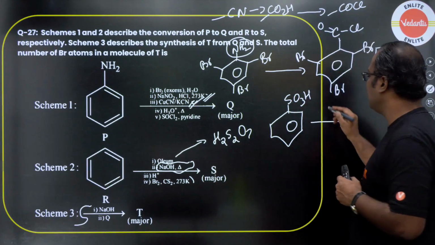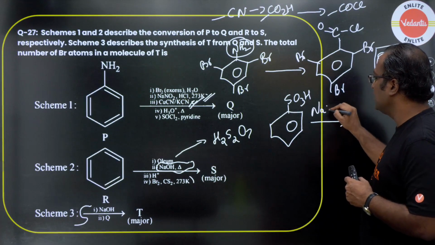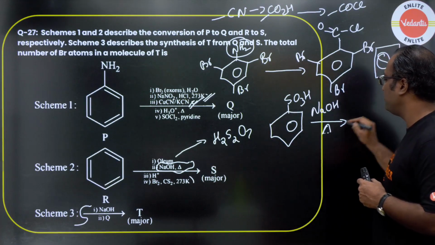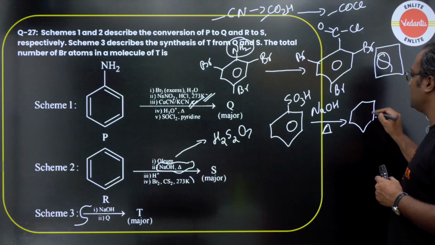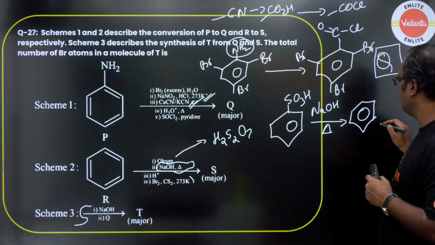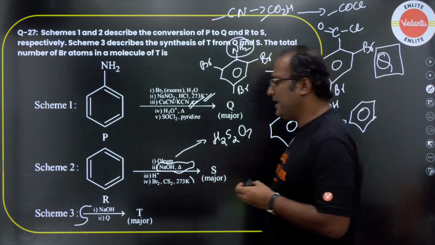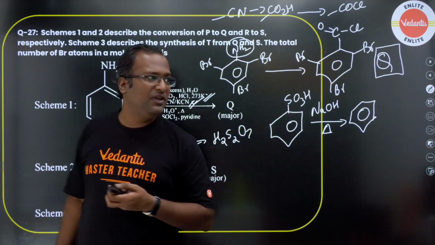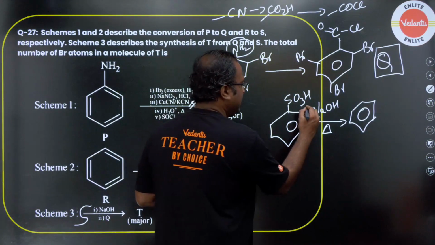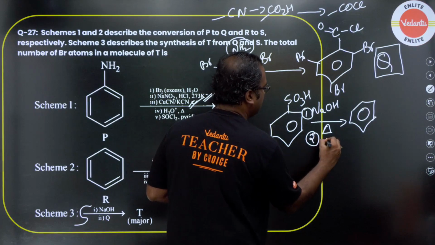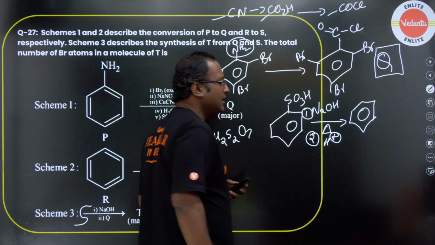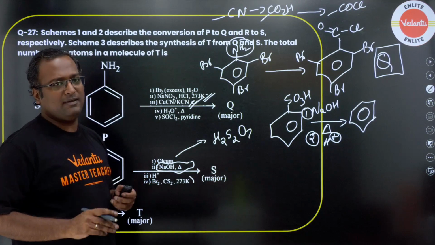The purpose here is ipso substitution. The purpose here is desulfonation, and the SO3H group simply goes away. So NaOH heat followed by acidification leads to desulfonation happening on the benzene ring.